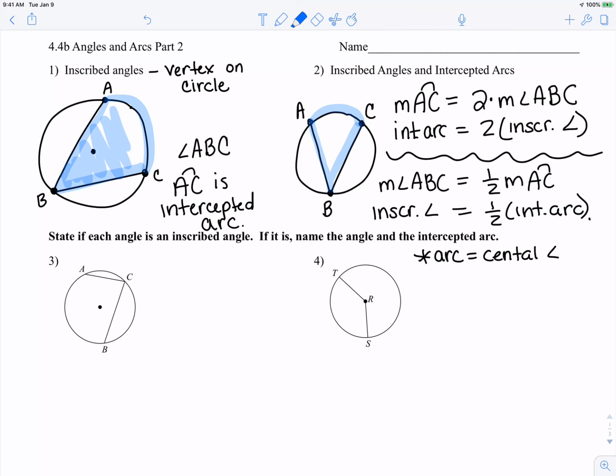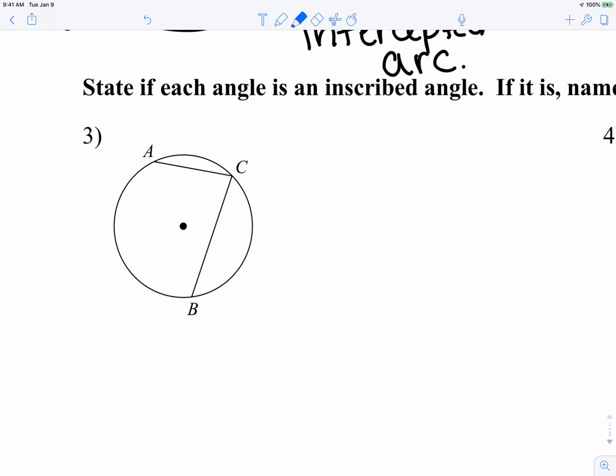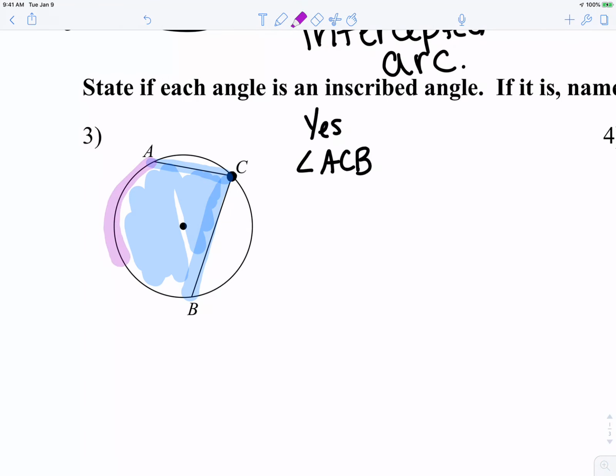Okay, let's just look at the first two examples. Is this an inscribed angle? And the answer to that is yes, the vertex is on the circle. So here's the inscribed angle. So if this is my crazy cut slice of pizza, the inscribed angle is angle ACB, and that means the intercepted arc then would be right here. This would be the crust that would come off with that crazy slice of pizza. So AB is the intercepted arc.